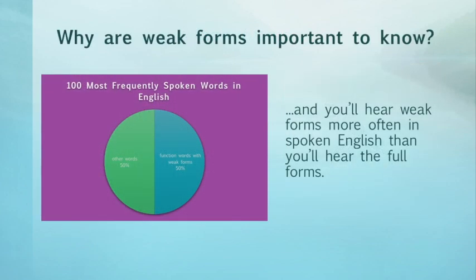So why are weak forms important to know? Well, of the 100 most frequently spoken words in English, 50 are function words that have weak forms. And you'll hear weak forms more often in spoken English than you'll hear the full forms. So weak forms are actually the standard in spoken English, and the full form is the exception. So if you expect to hear weak forms in natural spoken English, it'll make listening to it much easier for you.